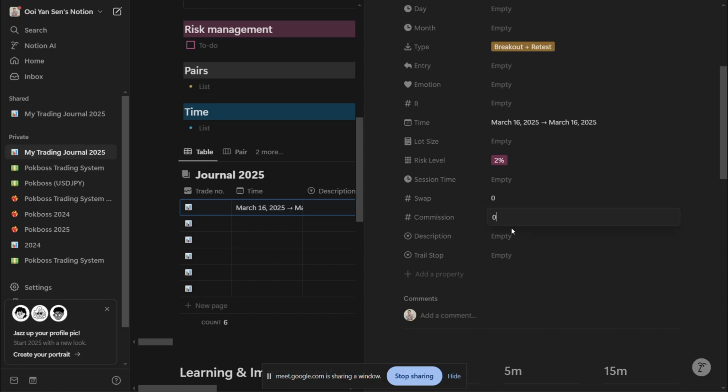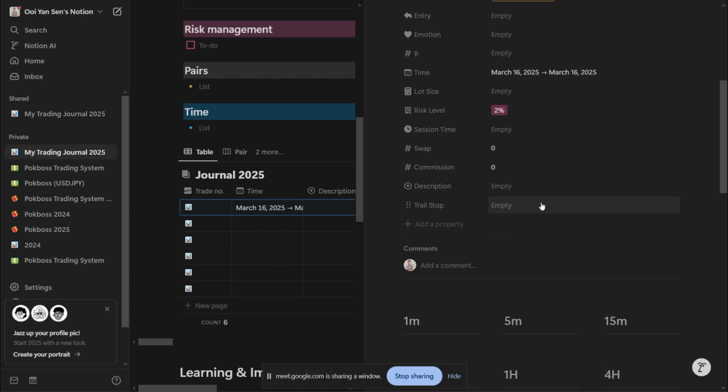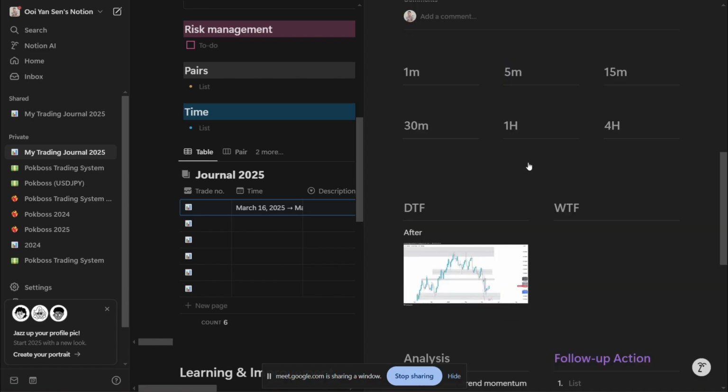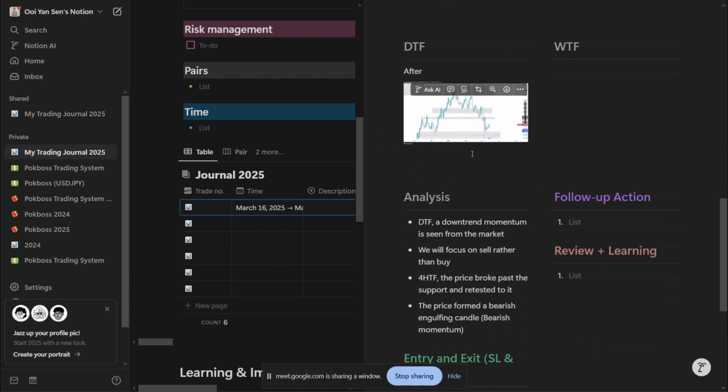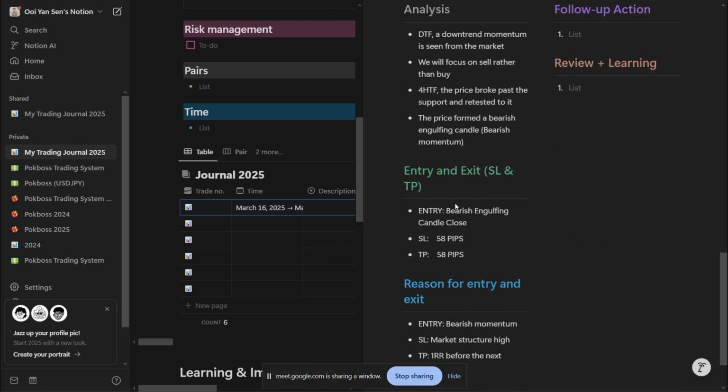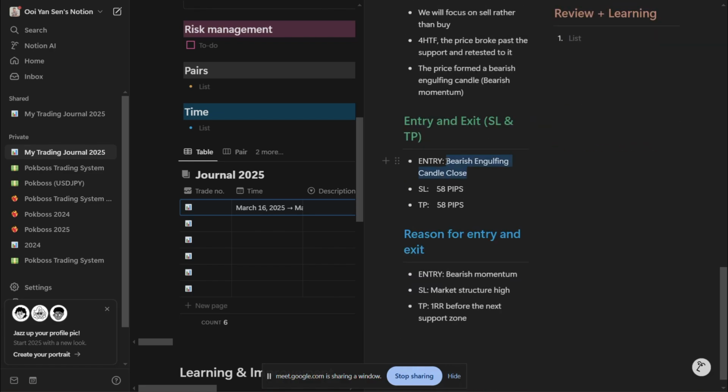Alright, and then the description: order filled, order cancelled or missed. Maybe there are times that you miss your trade, or you want to enter the trade but you miss out the setup. Then the trade stop, and then the screenshot of your trade, and analysis. This is just an example over here.